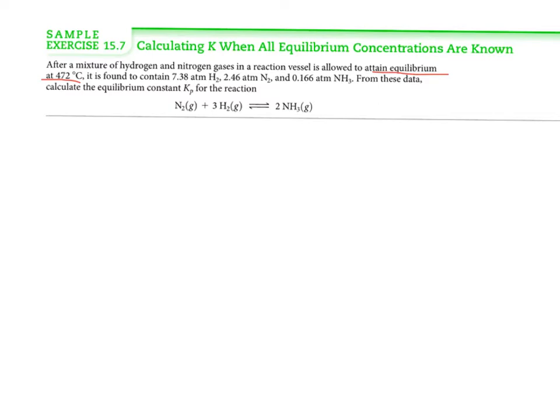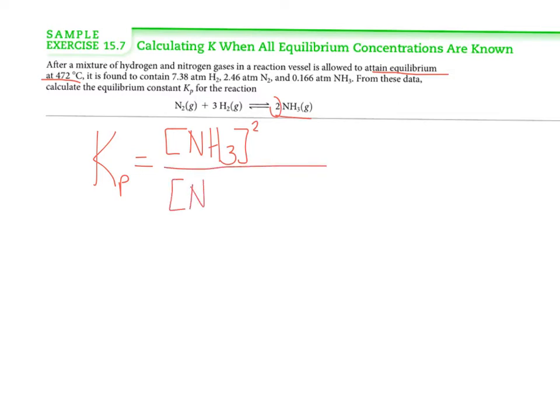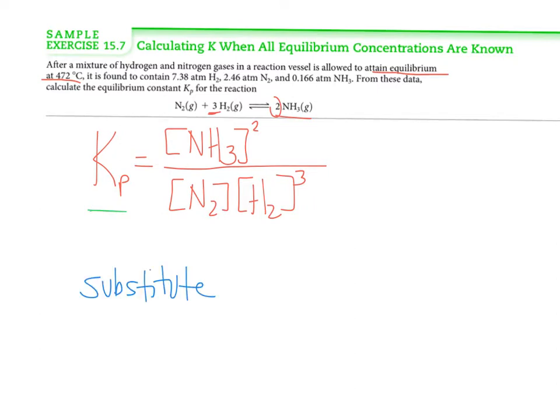So the first thing we need to do is write the equilibrium expression. Kp is going to be equal to the concentration of our ammonia to the second power, because of this 2, divided by the concentration of our reactants. We have N2, and these are gases, so we include them, and that's to the first power, times H2 to the third power because of this 3. Now, to figure out the value of Kp, we will substitute numbers in for each of these symbols.